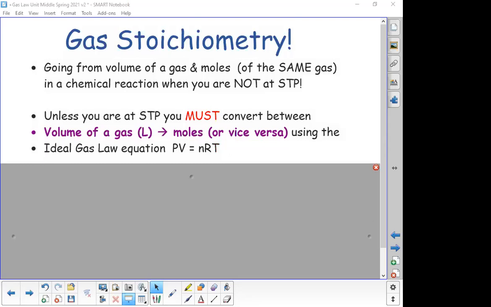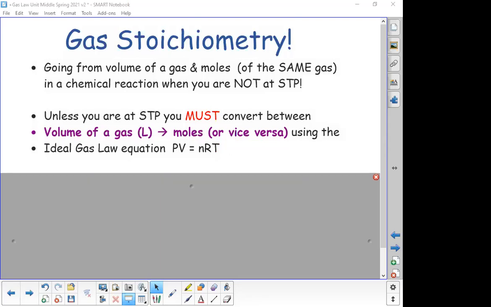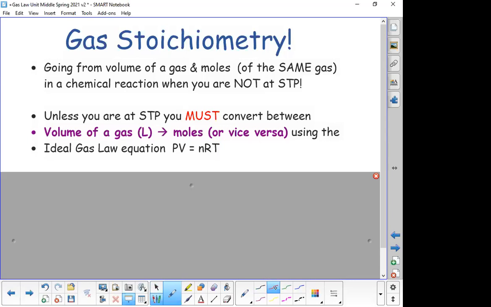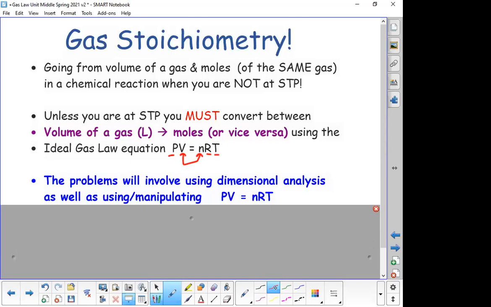So unless you are at STP, you're going to have to convert between volume of a gas and moles using the ideal gas law, because if we measure the temperature and pressure, this is a constant. If we know how much gas we want to make, then we can see how much volume it's going to fill, or if we know the container that we have and we're going to put a gas in there, figure out how much. Basically the ideal gas law allows you to get between volume and moles if you're at a certain temperature and pressure.